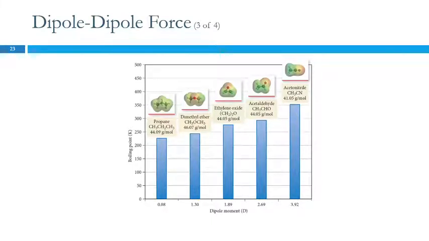So it's not the dispersion force that's causing this difference. It's the dipole moment of these molecules. Acetonitrile is much more polar than propane. Propane is really nonpolar. There's really no dipole-dipole forces. As we go here, the dipole-dipole force strength increases and the boiling point increases.